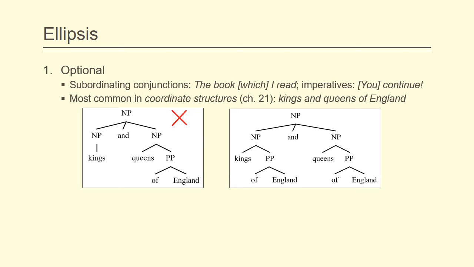So that the underlying structure can be better understood in the following way. So that I have kings of England and queens of England, with the first prepositional phrase of England omitted.